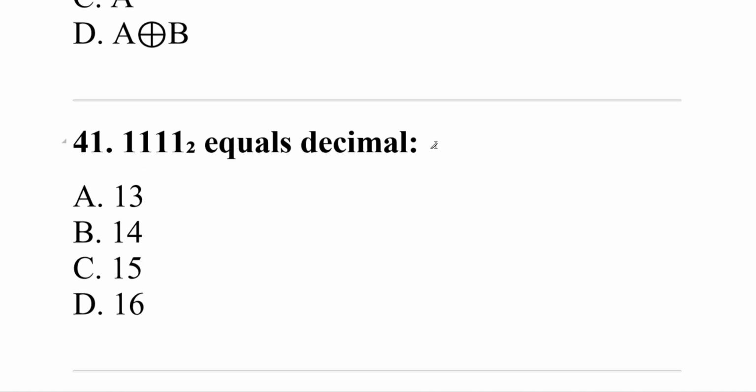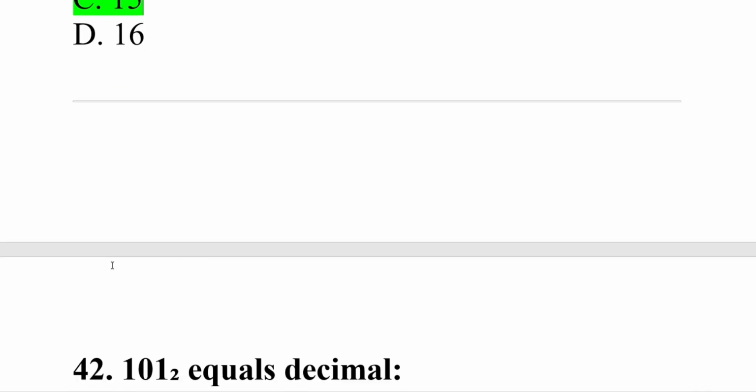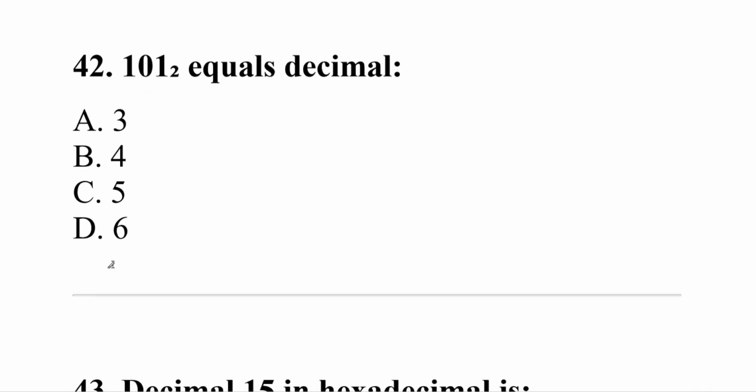Moving ahead to question number 41. 1111 equals to decimal. मीन्स आपको बाइनरी में नंबर दिया हुआ है, उसको आपको डेसिमल में कन्वर्ट करना है. तो आप ऐड करो 1 + 2 + 4 + 8, you will get 15, and the correct answer is option number C, that is 15.